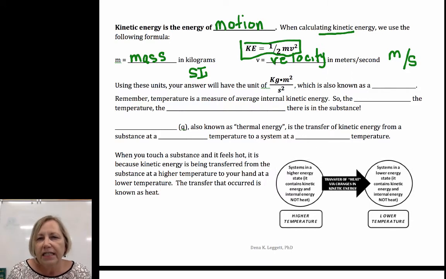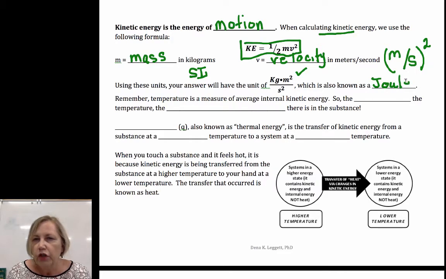So if we plugged into that formula, we'd have kilograms, and we would be squaring the meters per second. So we'd have kilograms times meters squared over seconds squared. And that derived unit is also known as a joule. So the joule would be our SI unit for energy.